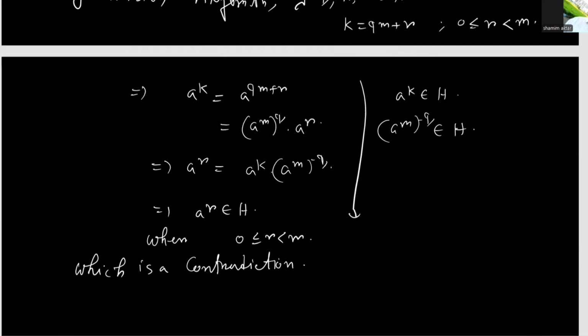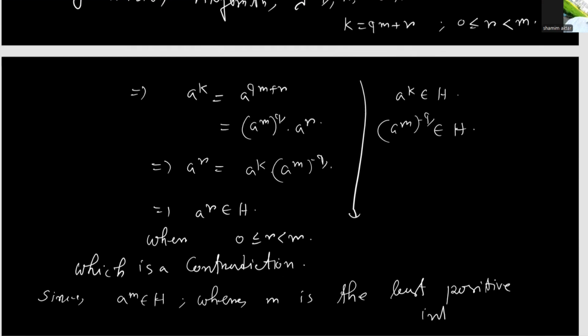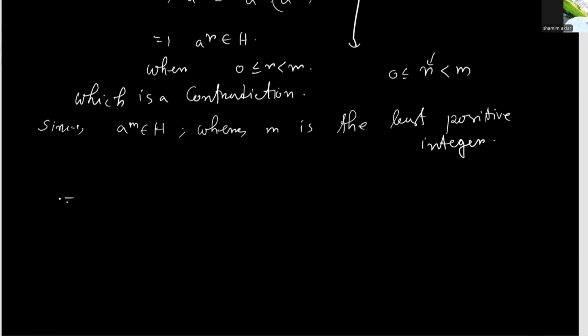Why? Since A to the power m belongs to H, where m is the least positive integer, but here r is strictly less than m and also positive, which is a contradiction. So this implies r must be equal to 0.